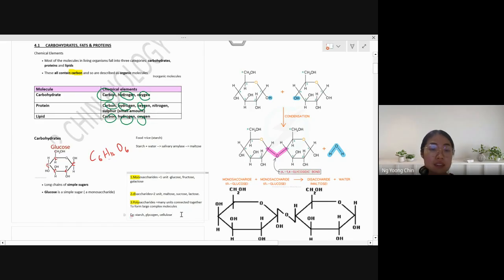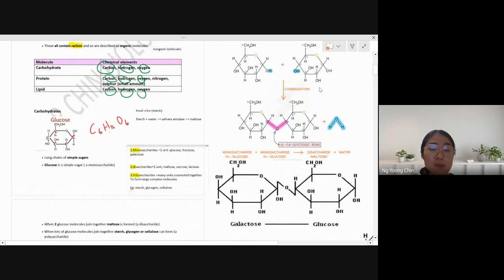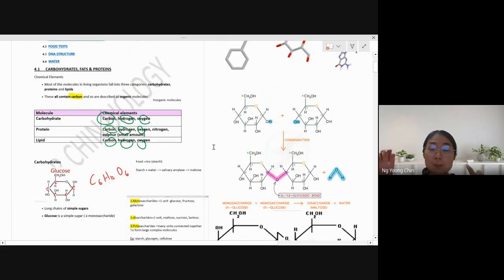So this is the story about carbohydrates. Just imagine that the monosaccharide is a building block, right? It's a building block for a house. Because if you want to build a very big house, you need thousands of building blocks. So this monosaccharide is a building block for you to build up a large polysaccharide. Yeah, so maybe we can have a look at the structure.